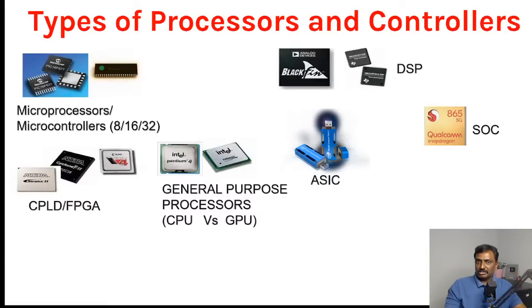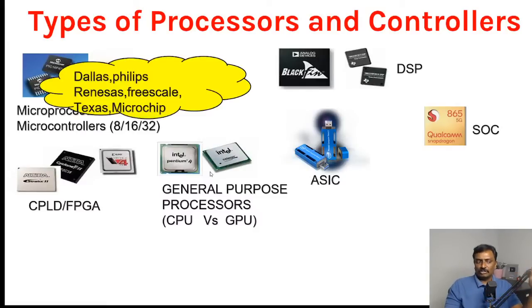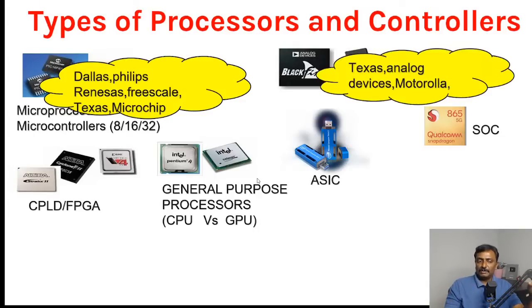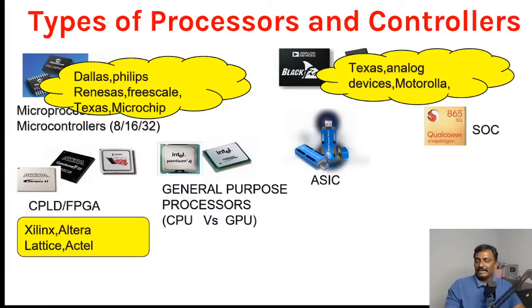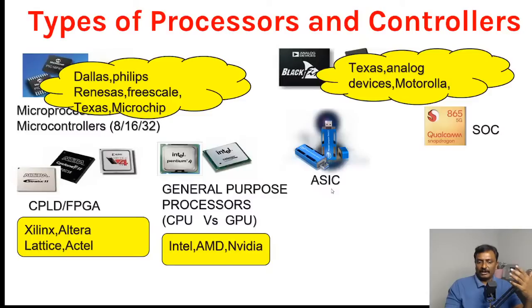There are a lot of manufacturers. Processors and controllers have manufacturers like Dallas, Philips, NXP, Renesas, Freescale, and Texas. They have categories like 8-bit microcontrollers and 16-bit microcontrollers based on the mathematical calculations. DSP processors are dominated by Texas Instruments, Analog Devices, and Motorola. CPLDs and FPGAs by Xilinx and Altera. Then Intel, AMD, and GPUs dominated by NVIDIA, and ASICs and SoCs. So these are all the different types of processors and controllers.